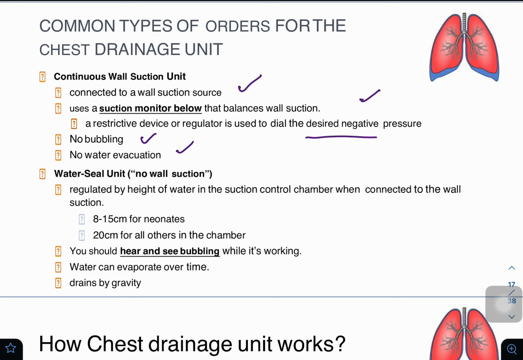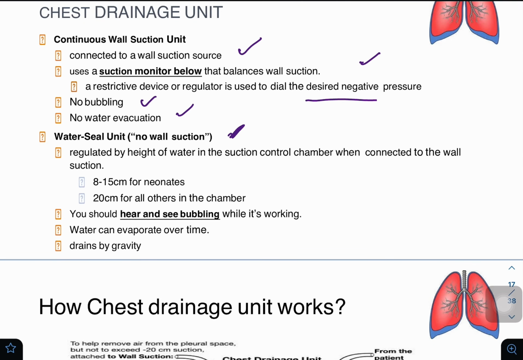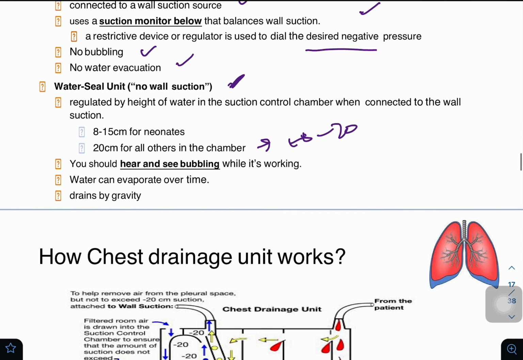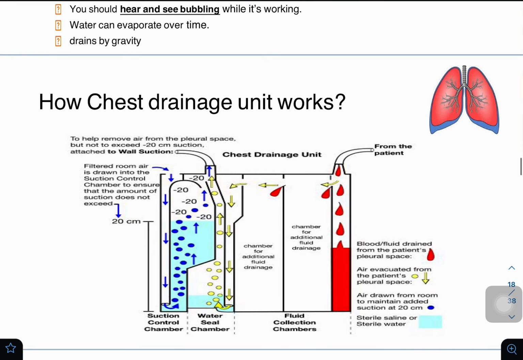Water seal unit, no wall suction, is regulated by the height of water in the suction control chamber when connected to the wall. Usually minus 10 to minus 20 suction can be used. You should hear and see bubbling while it is working.